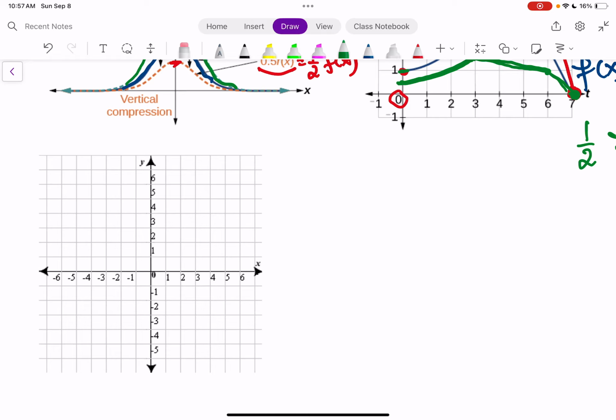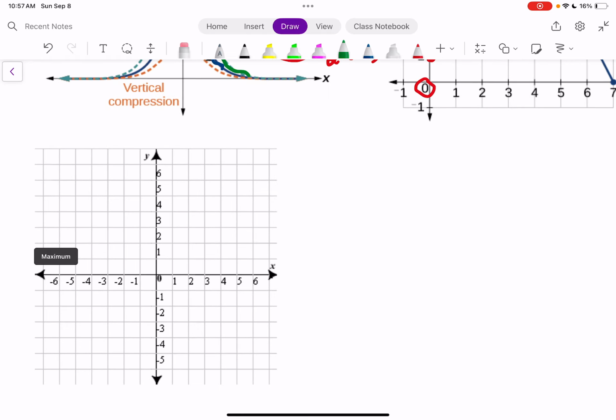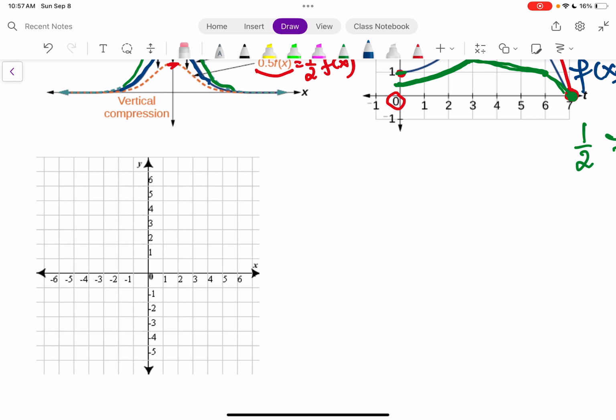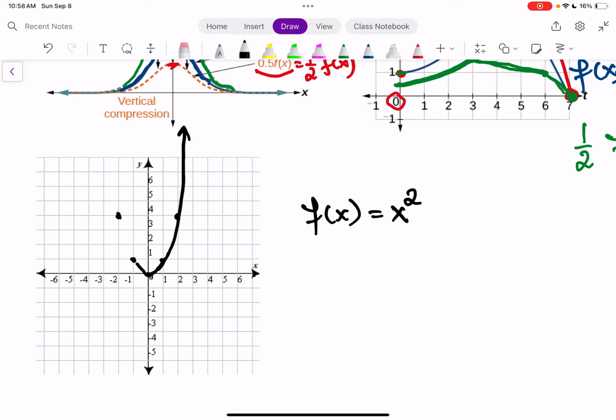Let's try with a specific function. So let's say I'm picking the function f of x. I'm taking one of our basic functions. Let's say x squared. So when you look back to your basic functions, that's what the x squared function is going to go through. 0, 0, because 0 squared is 0. 1 squared is 1. 2 squared is 4, negative 1 squared is 1, negative 2 squared is 4. So here is my x squared function.